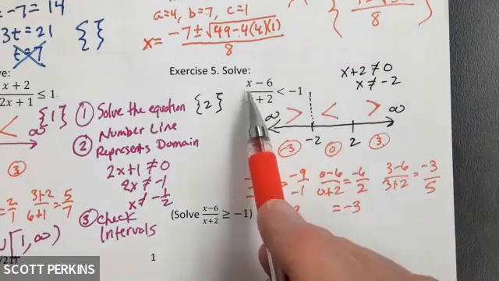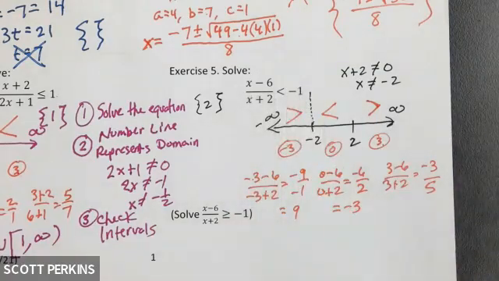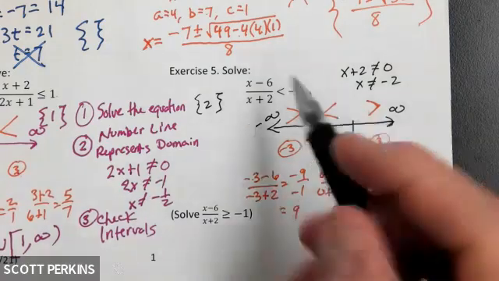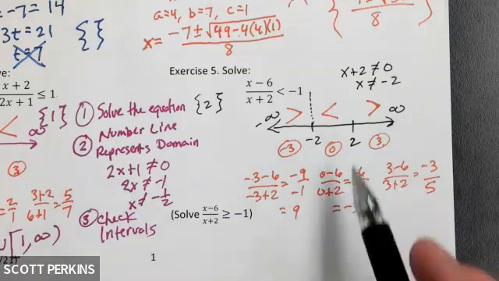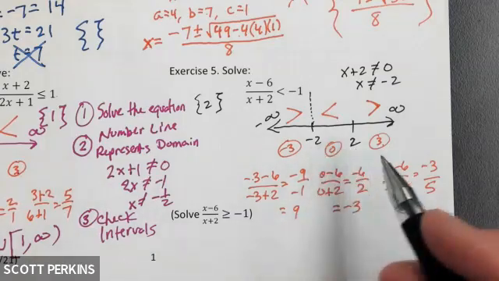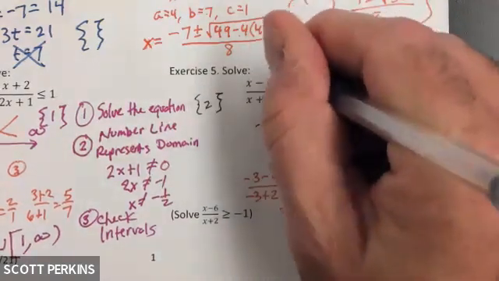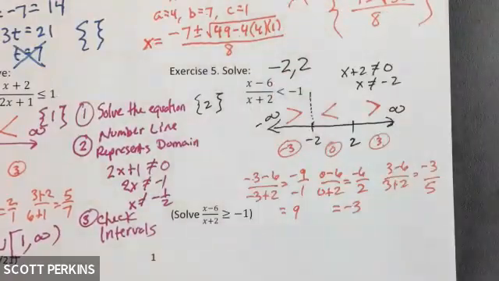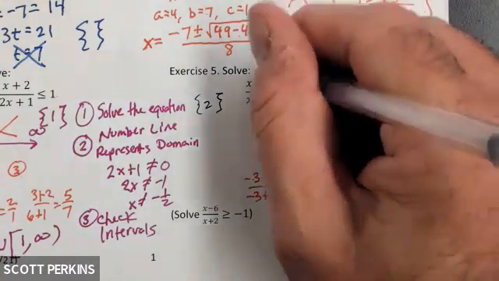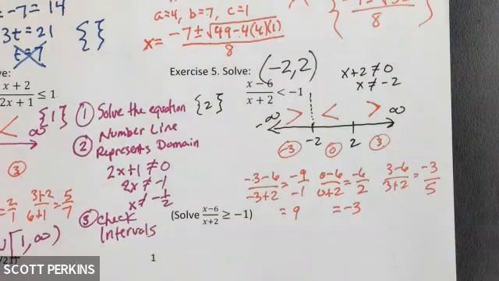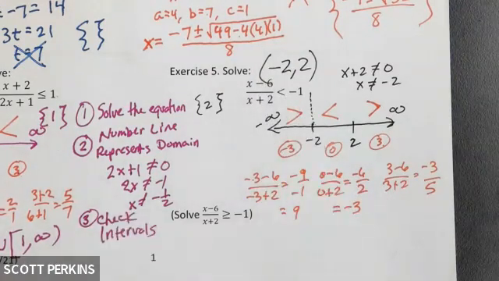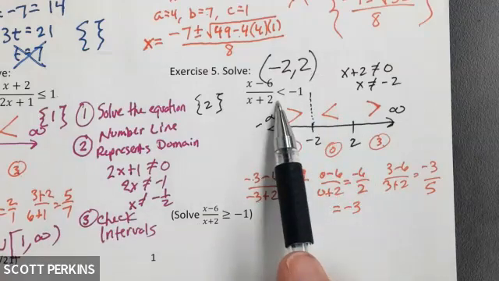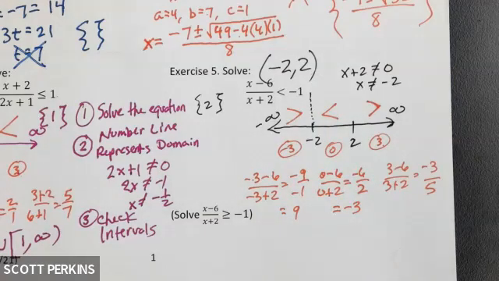So the solution to this inequality that I asked you to do right here, when is x minus 6 over x plus 2 less than -1? Well, that happens in this middle interval. So I'm just going to write it right above. That happens from -2 to 2. Parentheses on both ends. Parentheses on the left because of the asymptote. Parentheses on the right because I'm not interested in the equality.